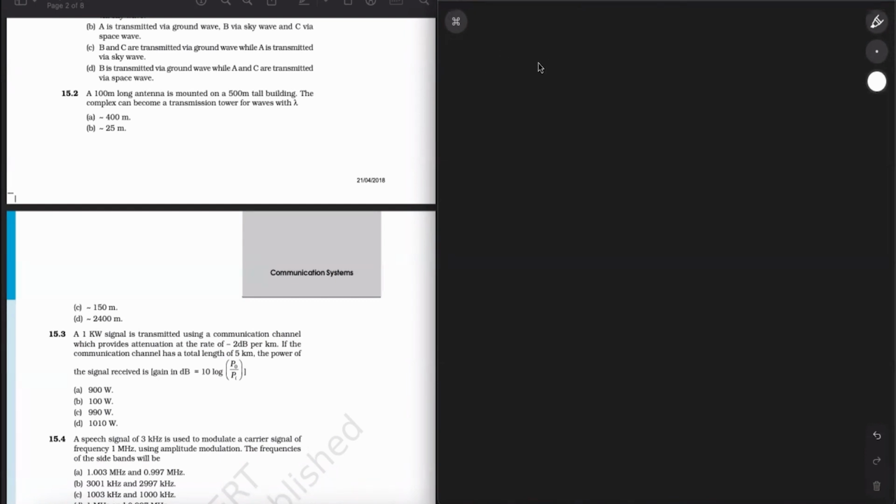Basically, what happens is the total length of the antenna should at least be equal to lambda by 4. This is what the theory is, and this is what you have to use for questions like this when they don't give you the minimum or maximum terms. The idea is the same: the length should be minimum lambda by 4, and then you just equate it.